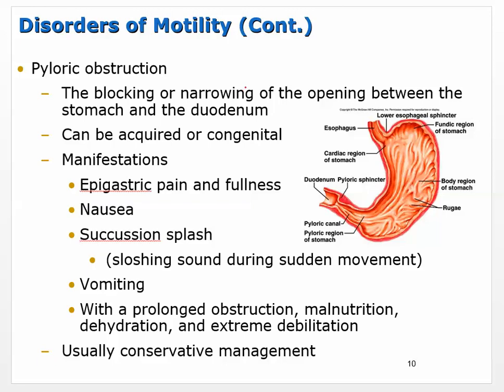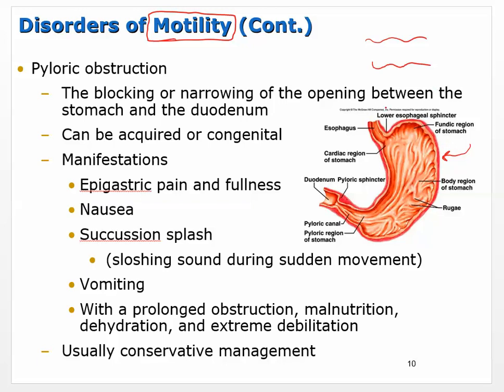So, disorders of motility now. One of the things we've alluded to are these peristaltic movements, and the fact that there's this muscularis layer all the way through the GI tract. There are lots of things that can interfere with the peristaltic movement. That's motility, the moving through of things.